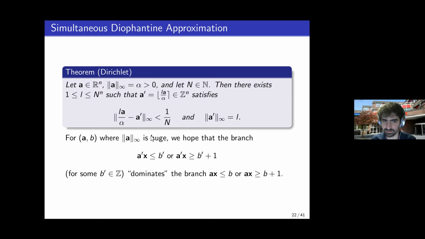So if you have a vector A that's non-zero, this alpha here is used to scale it so that it has infinity norm one. And then there will be some integer scaling of A such that it's very close to an actual integer vector, and that actual integer vector will be this scaling of LA over alpha, rounded up or down depending on what the nearest integer is to all of the coefficients. And this is the type of guarantee that you get. Okay, so this is the main tool.